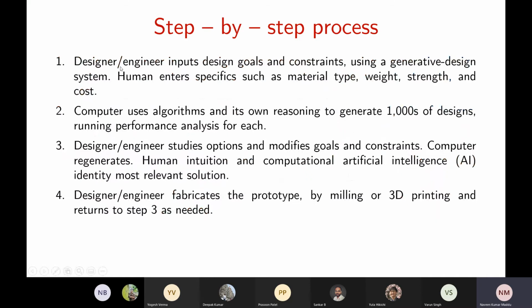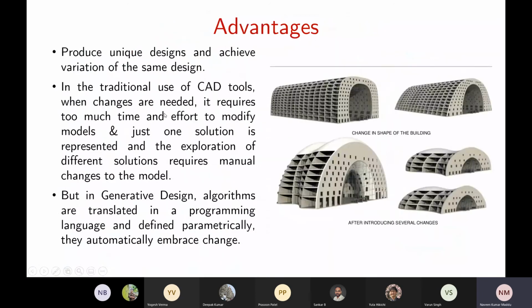So the 4 steps are written here. You can see the designer or engineer inputs goals and constraints, like material type, weight, strength, cost. So this is where you inspire, and then you generate. Like you have generated thousands of designs, and then of course you see, okay, what are the feasible solutions here, and then you fabricate. That is what you do. These are the 4 steps here.